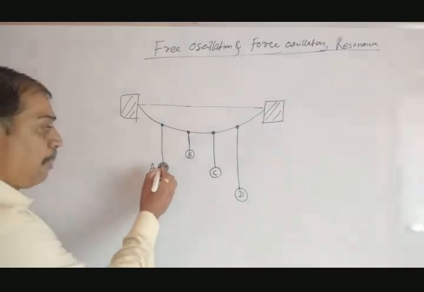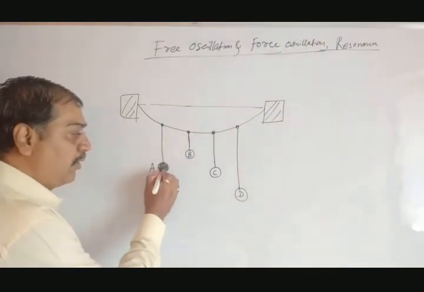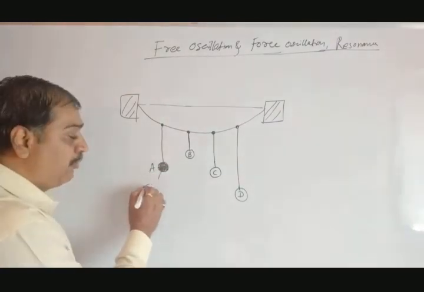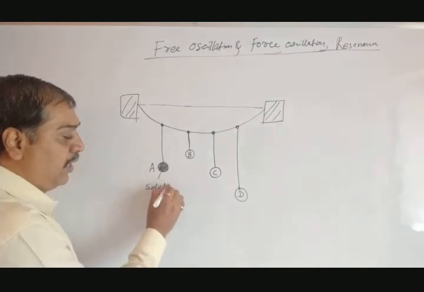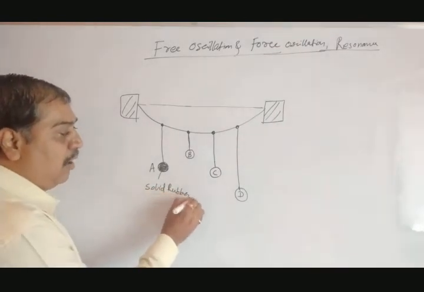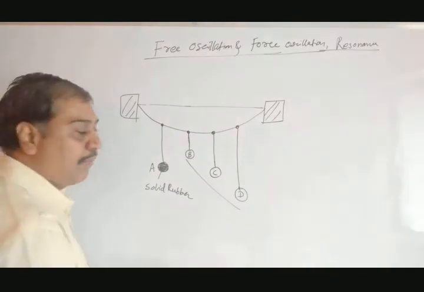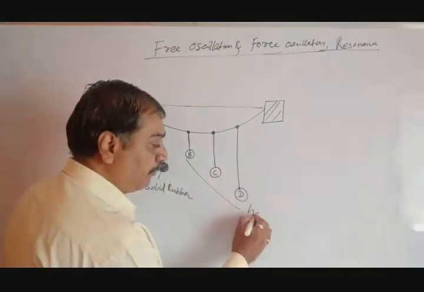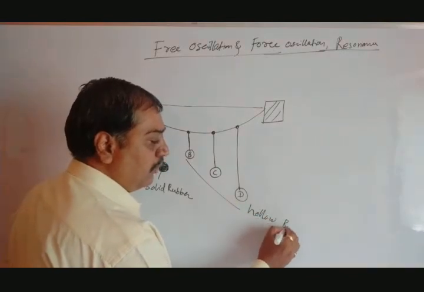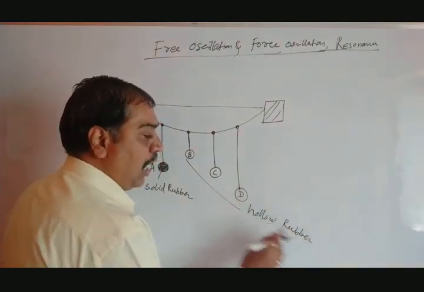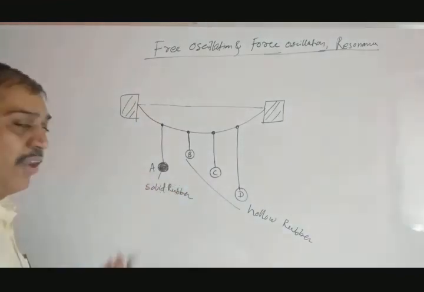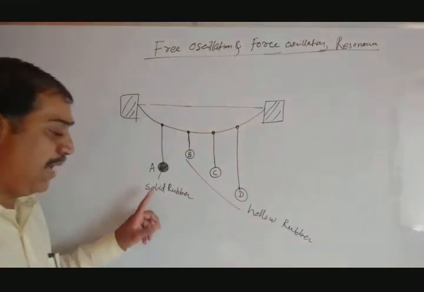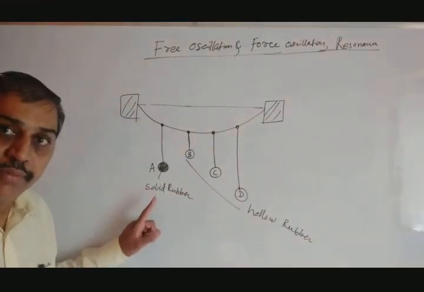Now this pendulum A consists of a sphere made up of solid rubber, and all the remaining three, B, C and D, are bobs made up of hollow rubber. These are hollow rubber spheres. This is a solid rubber sphere. Now this pendulum A is said to be the driving pendulum.